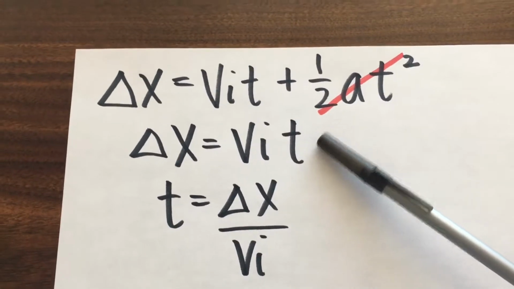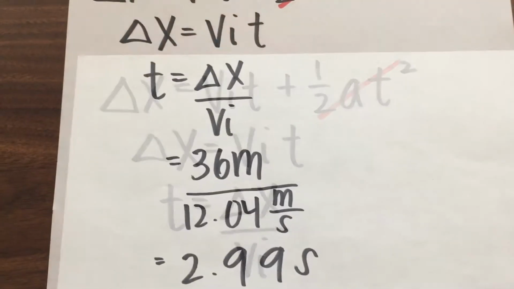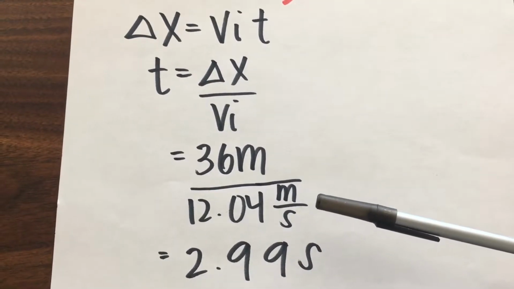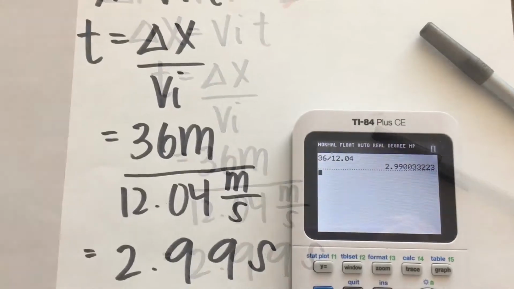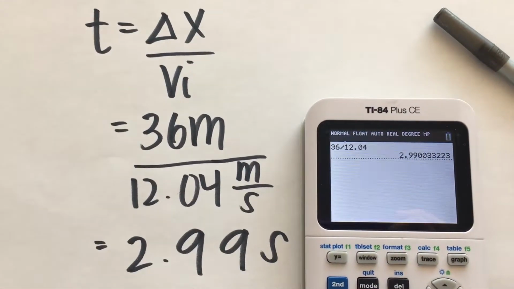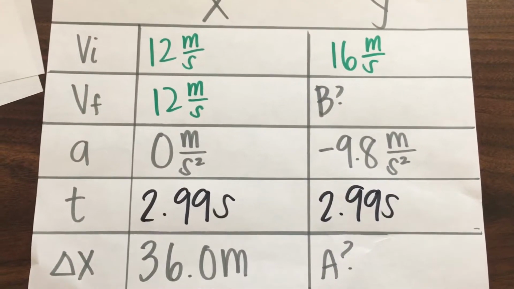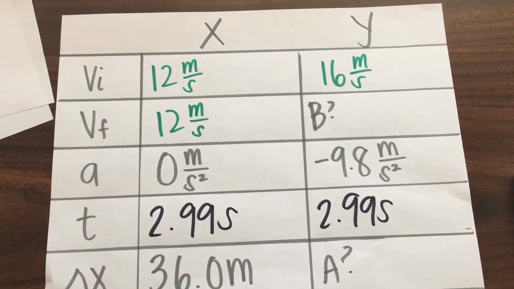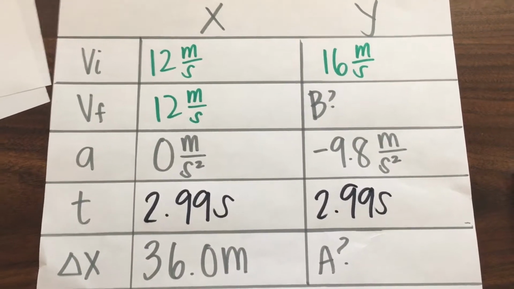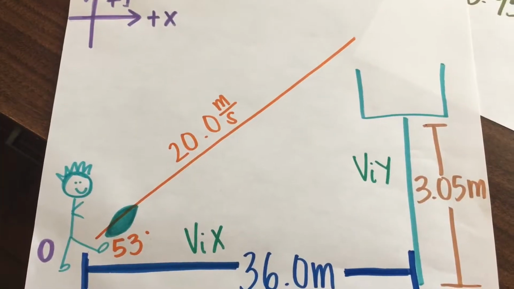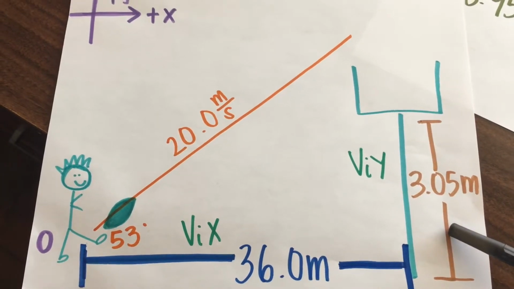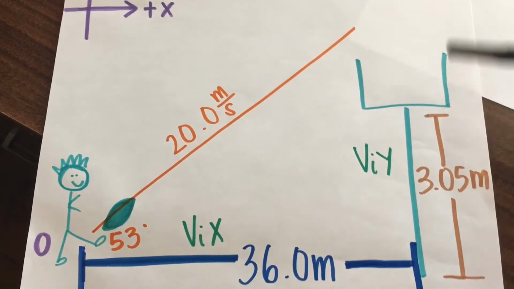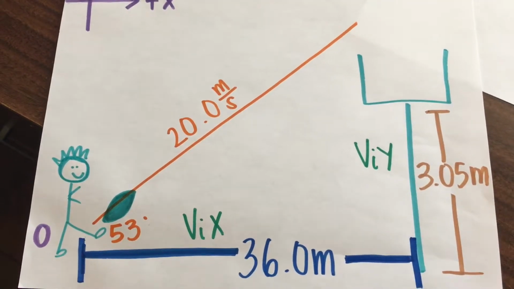We're going to manipulate the equation so that we're solving for time. We can then plug in our values, which are 36 meters and 12.04 meters per second. And then if we put that into our calculator, we get 2.99 seconds. We want to put that information into our chart so we know that the total time in which the ball goes from the ground to the goal is 2.99 seconds for both x and y. In order to find whether the football will clear this 3.05 meters high bar, we want to first find how much displacement it'll go in the vertical direction on its own.